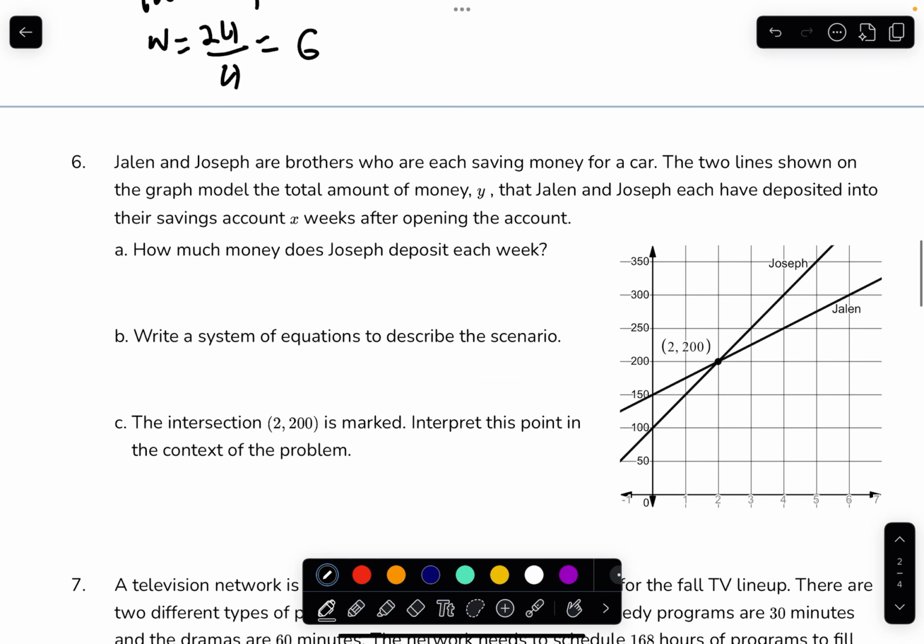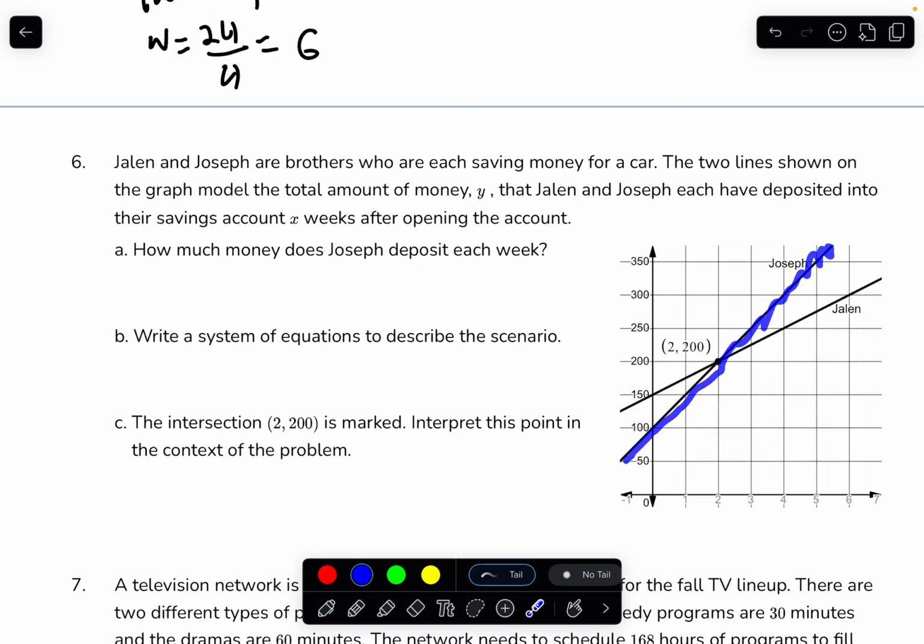Number 6. Jalen and Joseph are brothers who are each saving money for a car. The 2 lines shown in the graph model the total amount of money Y that Jalen and Joseph each have deposited into their savings account X weeks after opening the account. How much money does Joseph deposit each week? So we have to look at the Joseph graph. Joseph graph is this line here. You can see that you can go from 100 to 200.